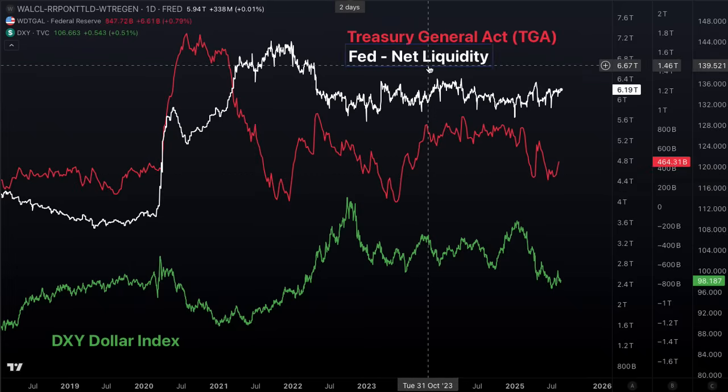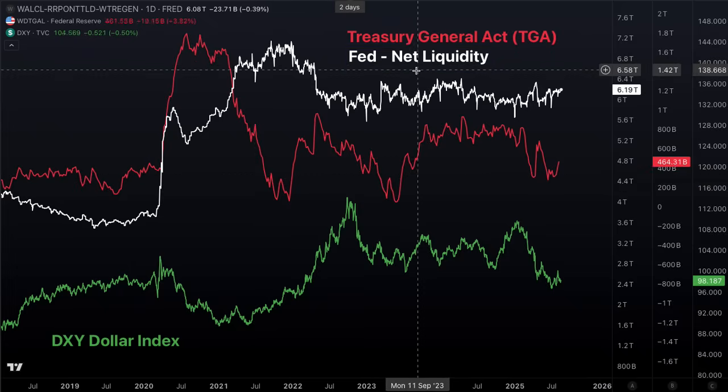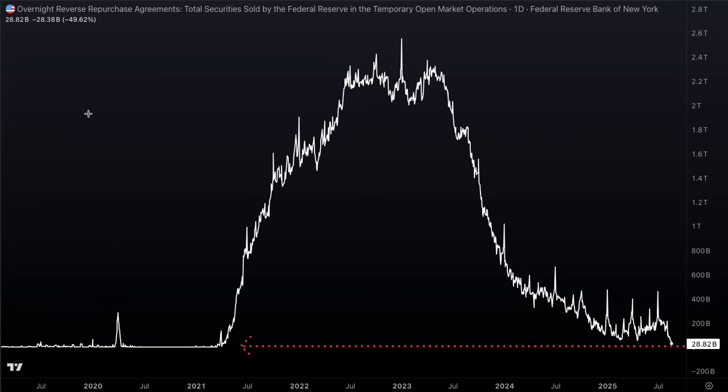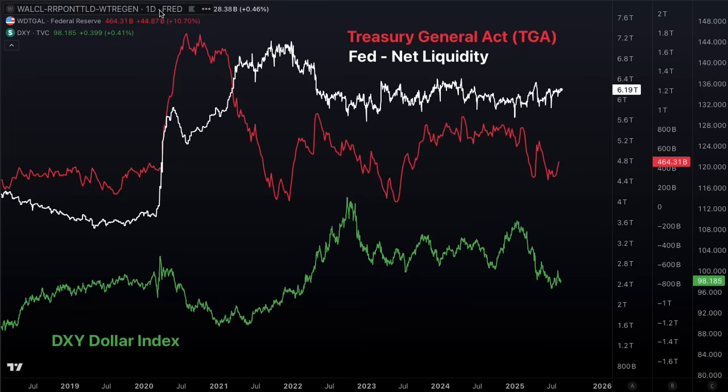And then in white, we have net liquidity. This is a way of measuring net liquidity conditions. You take the central bank balance sheet, the Fed balance sheet, and you subtract out the reverse repo, which again, as this is going up, dollars are being sucked out of the system, and you subtract the Treasury General account, the TGA, here in red, because again, same principle.